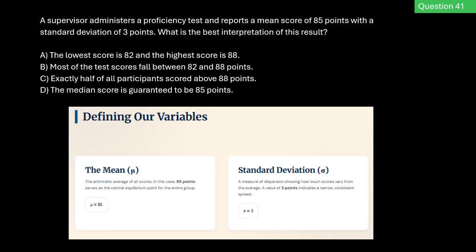Next, we have the standard deviation. Now this is a measure of dispersion. So it tells us how much the scores typically spread out or vary away from the average. Now, a standard deviation of 3 points tells us that the spread is relatively narrow and consistent.